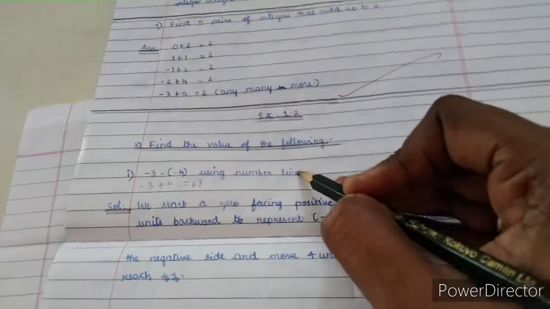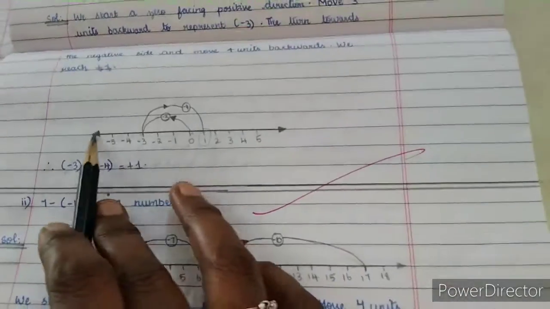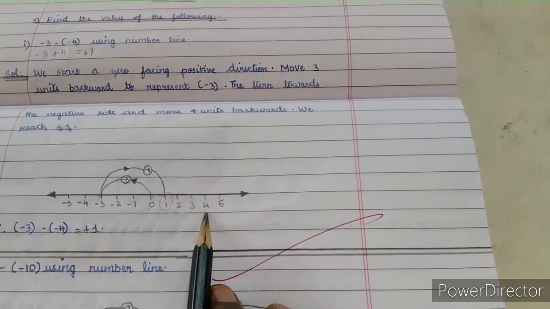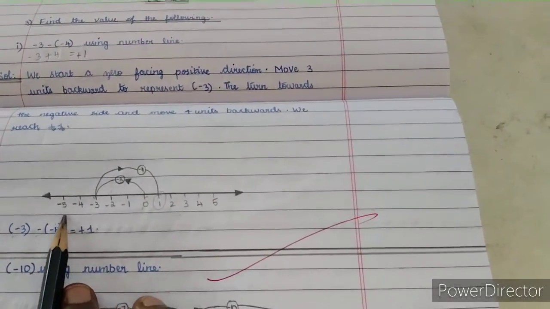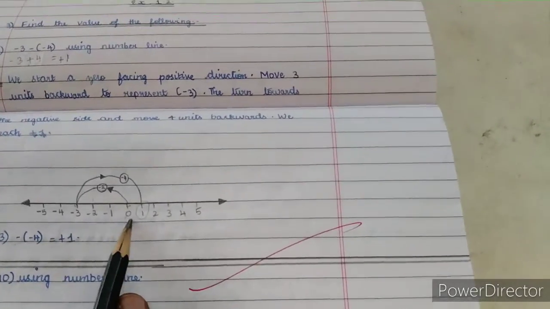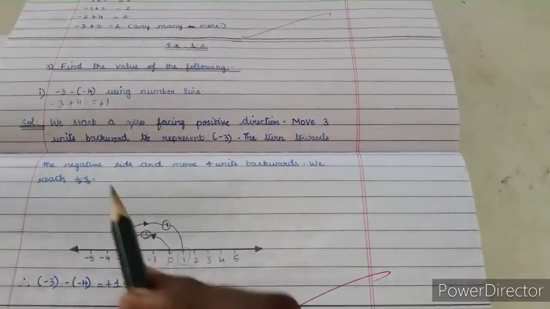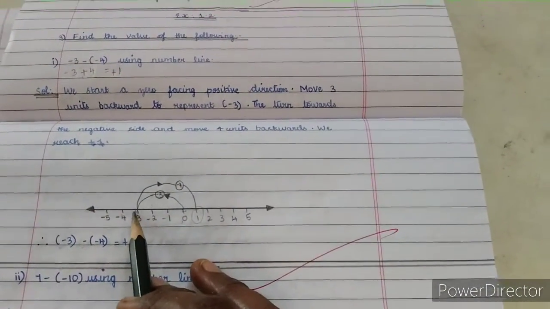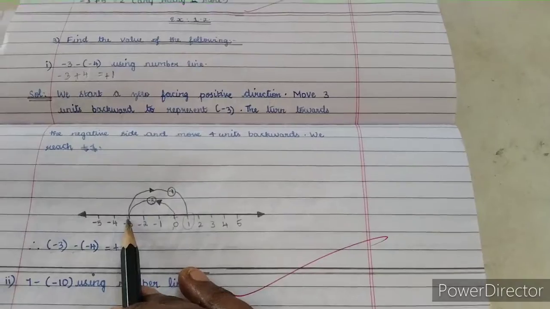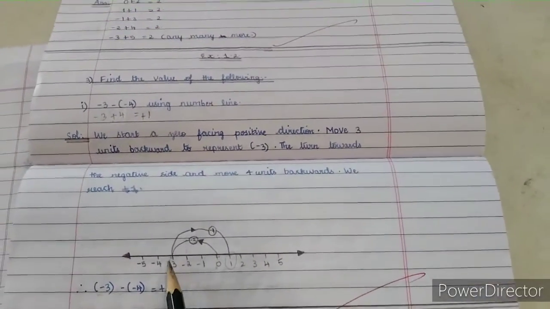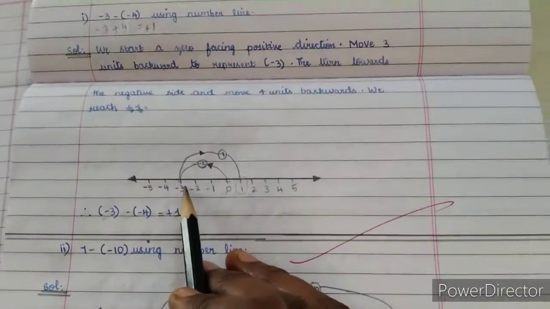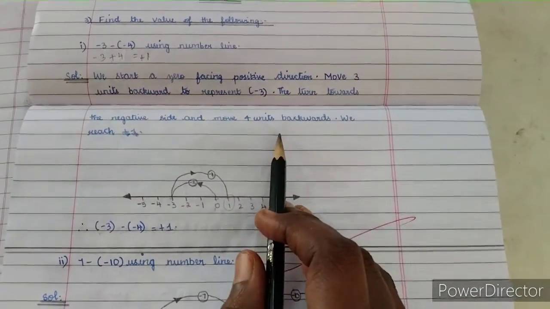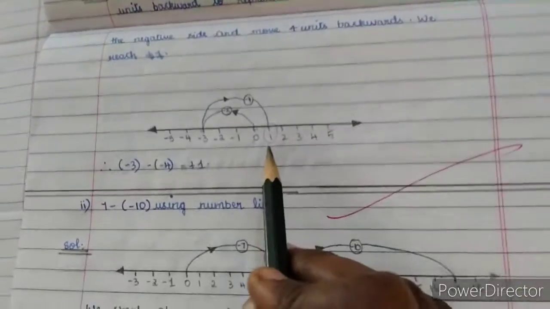The same we are going to do by using a number line. So draw a number line with a 0, positive integers on the right hand side and the negative integers on the left hand side. You have to write the numbers like this. Now from starting 0, what is given in the question? Minus 3. So 1, 2, 3. We have to move 3 units backward to represent minus 3. Then turn towards the positive side and move 4 units forward. Then we will reach plus 1.